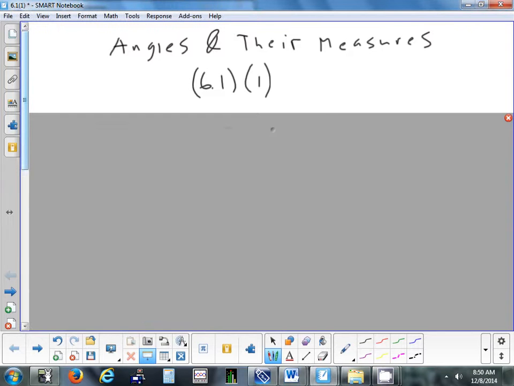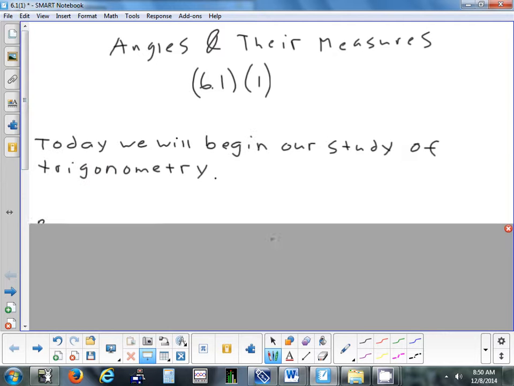Right, so today we're going to start looking at trig, and we're going to just focus today on what an angle is, how you measure it, mainly degrees or radians, and how you convert between the two.